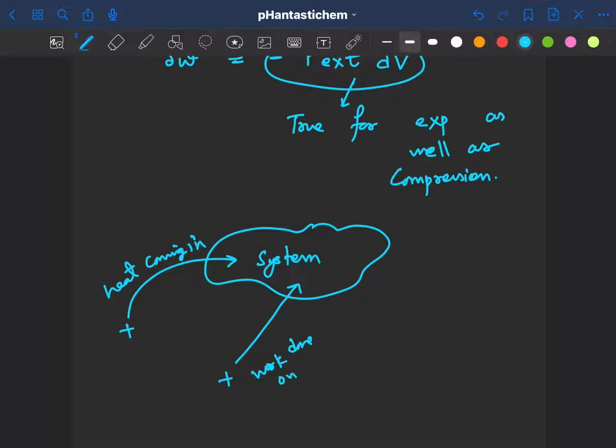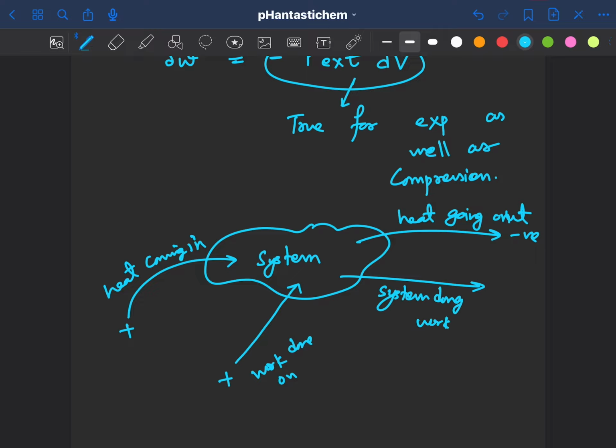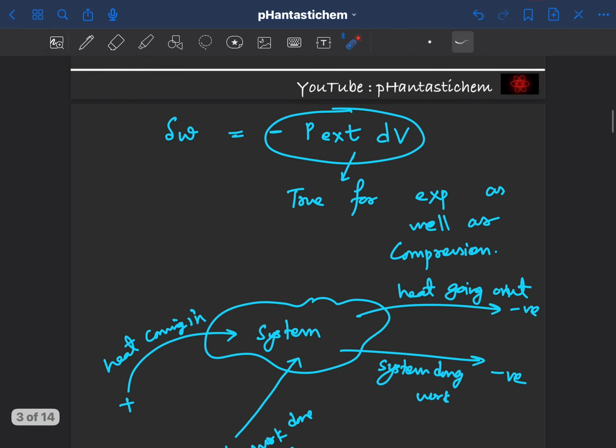Whatever goes out of the system, that is heat going out, will be negative, and the system doing work will be negative. So the final answer of work done will be negative if the system does work. If the work is done on the system, the final answer will be positive, right? But the formula is always minus P external into dV. After putting all the values, the final answer will take care of itself. So we need not worry.